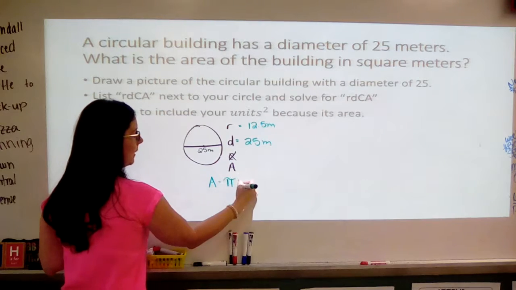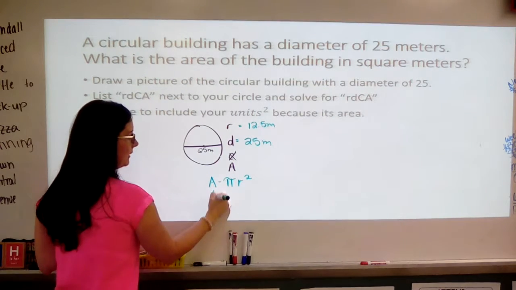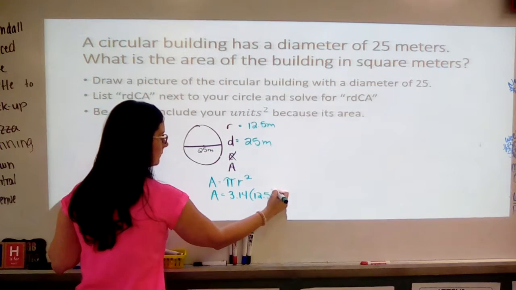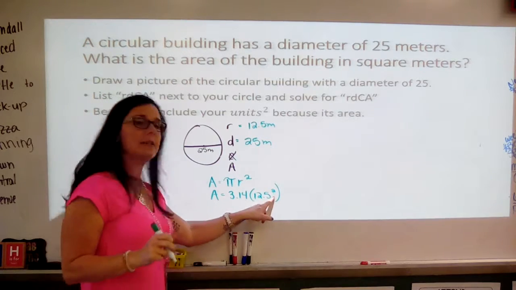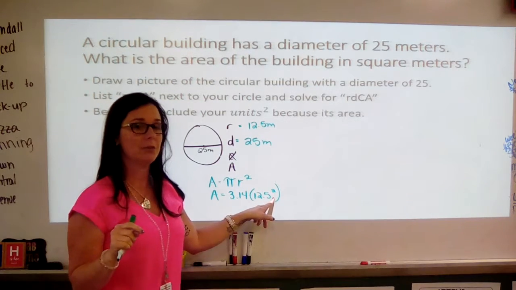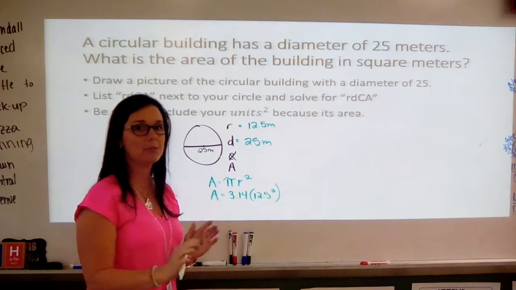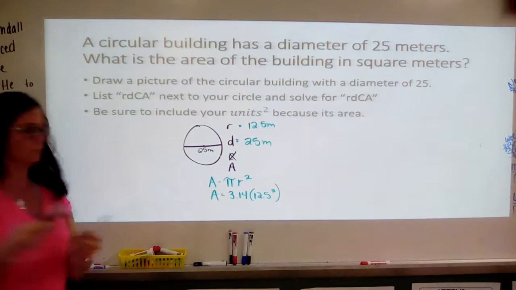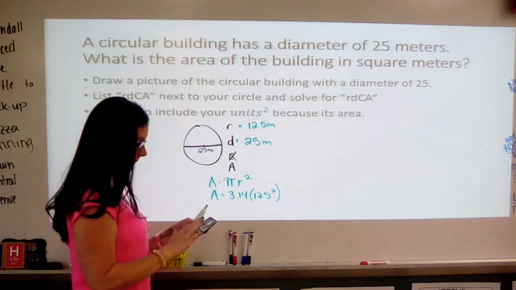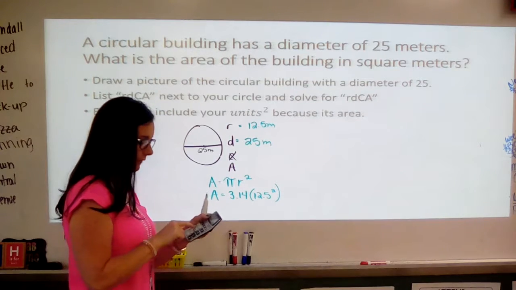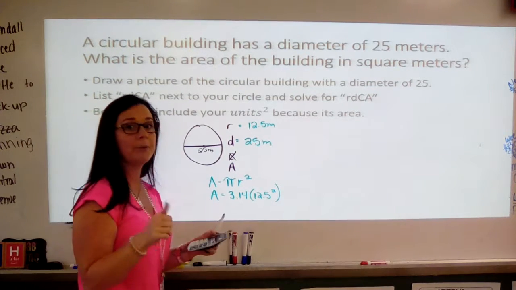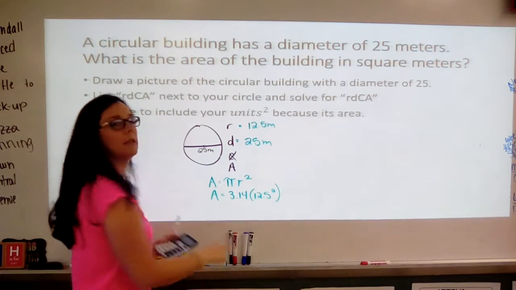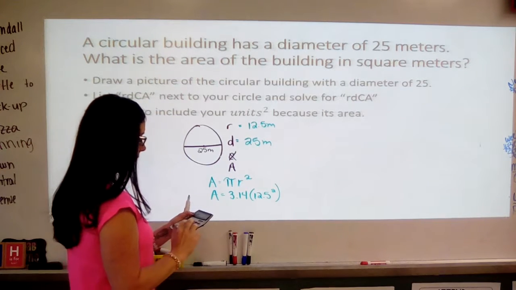The area formula is pi r squared. So I write the formula, I fill in what I know. Don't forget, squared is an exponent. It is not multiplying the radius by 2. It is multiplying the radius times the radius. So this is going to be 12.5 times 12.5. So I have 3.14. I'm sorry, we're going to do the exponent first. So 12.5 times 12.5. Remember PEMDAS, please excuse my dear Aunt Sally, parentheses, exponents before you multiply and divide. So that's why it's important to do the exponents first.